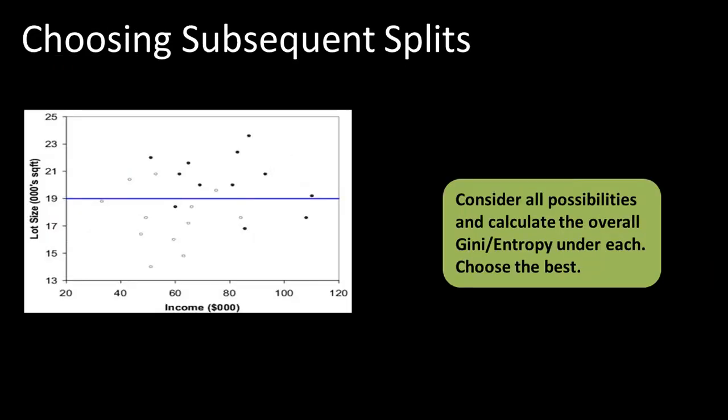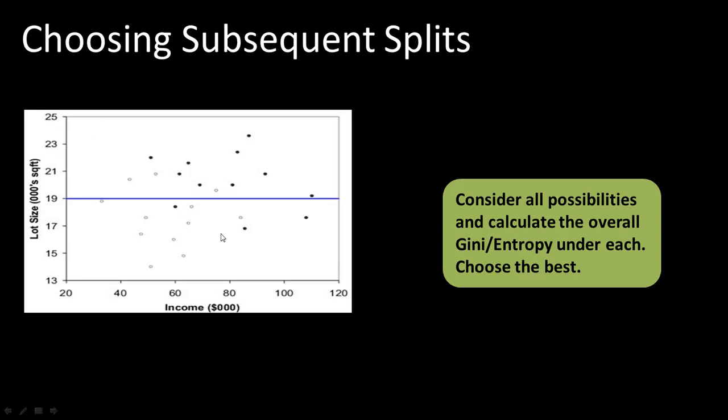Now, how do you choose subsequent splits? Once again, you consider all the possibilities, calculate the overall Gini or entropy under each, and choose the best. So what are the possibilities? You could choose the group on top and split either on lot size or on income. The income splits are still the same as before, but the lot size splits are now only for values above 19, so not all the earlier splits are possible. Maybe instead of 38, it is now something like 25. I'm just guessing; you could actually look at the data and see what it is.